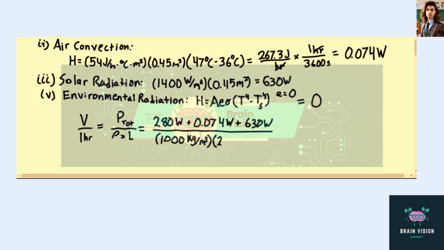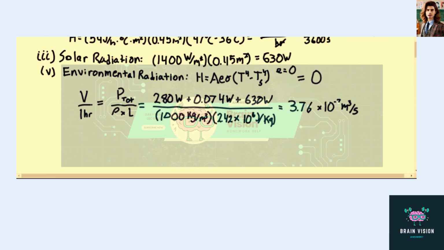Times 2.42 times 10 to the 6 joules per kilogram. And that gives us 3.76 times 10 to the minus 7 meters cubed per second for the volume of sweat this person needs to produce in this lighter clothing.